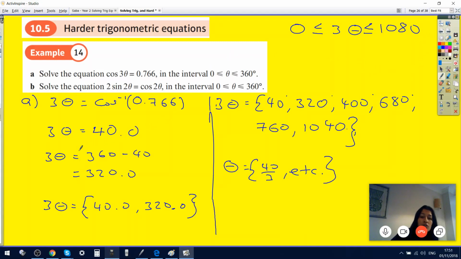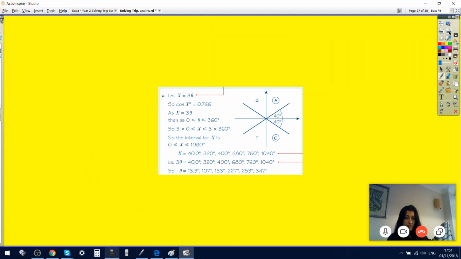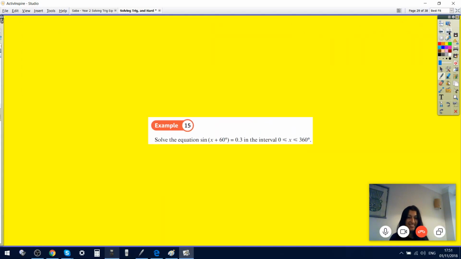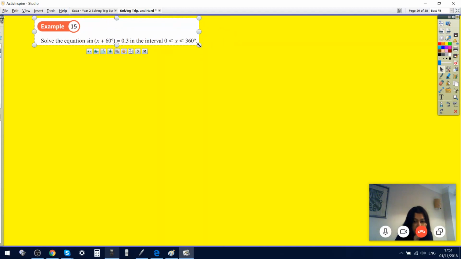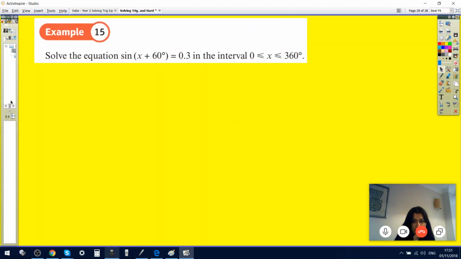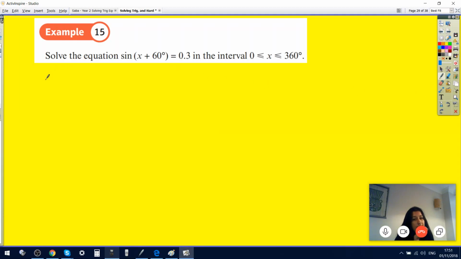So you see here we said shift cos, 3 theta equals 40. Why did you not divide that by 3 and say theta equals 40 over 3? Because then you would lose out on the solutions. Brilliant. Okay, I'm skipping. How about this one? Yeah, okay.